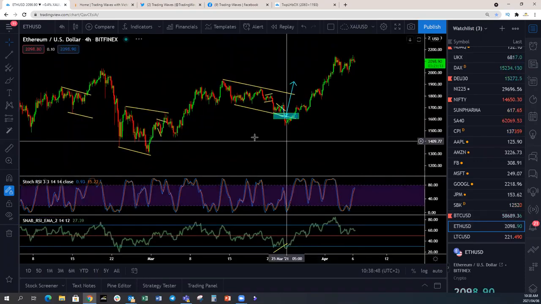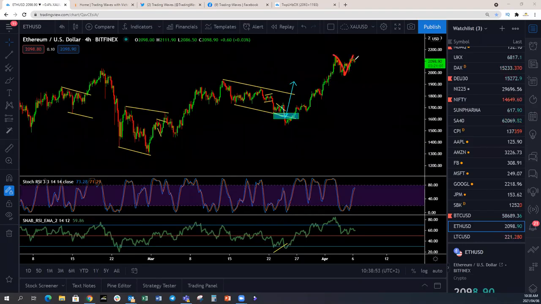We'll look for detailed analysis. This one will be a decent trade setup if this does this, then we'll look for this to continue pushing up higher. That is Ethereum.